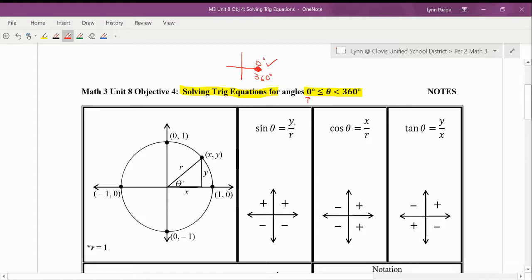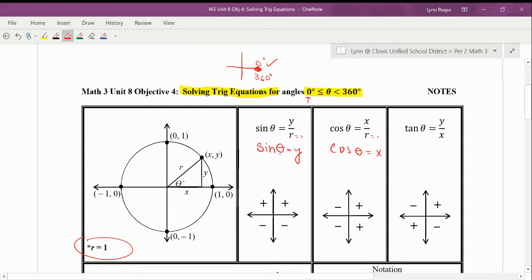So making sure that we know that sine of theta is equal to y over r, but we're going to have our radius equal to 1. So we can also view that as sine of theta is equal to the y value. And then over here, cosine theta is going to be equal to the x value, right? Because our radius is equal to 1. And then tangent, of course, is y over x.